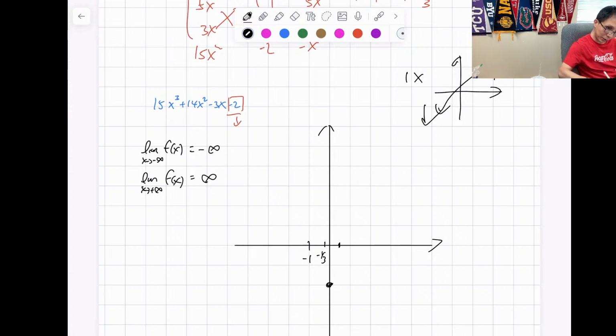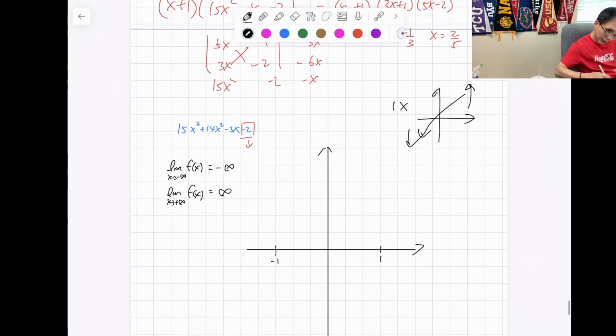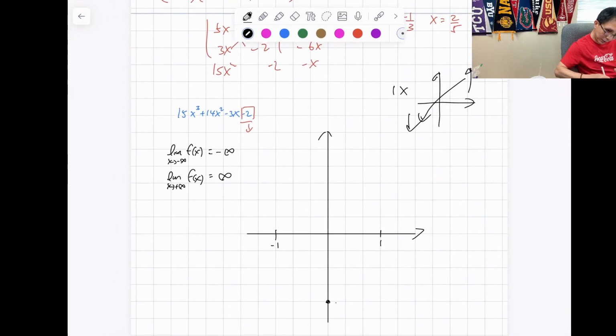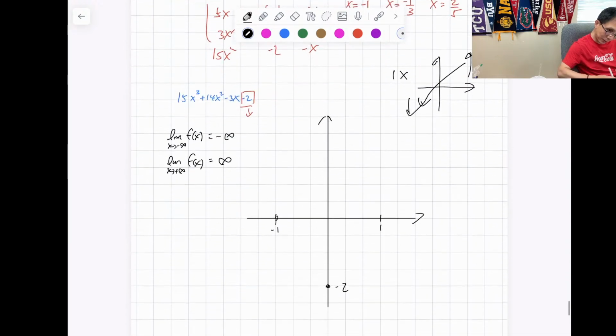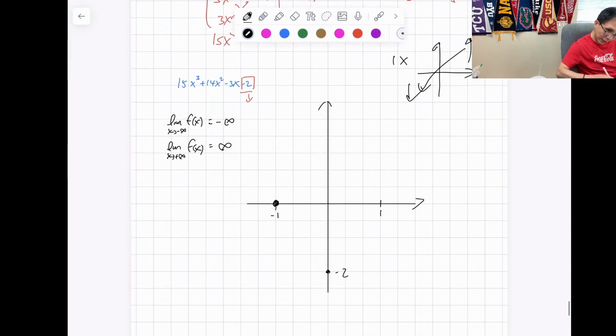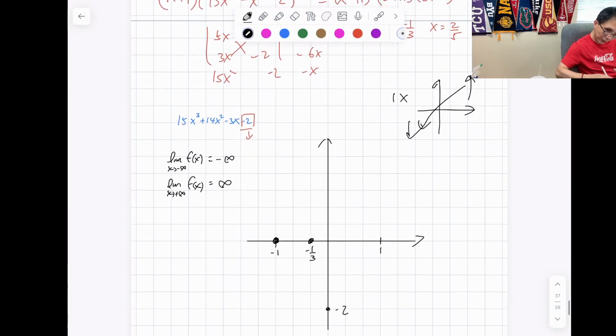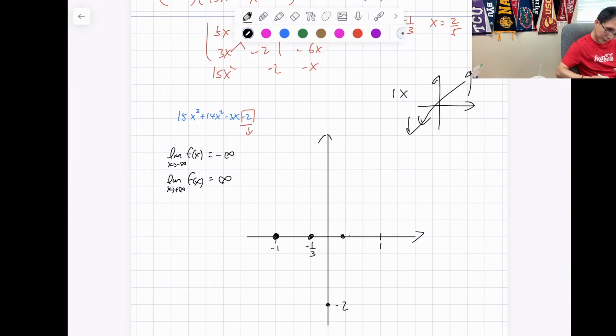Sorry, let me make it a little bit bigger. So let me change the scale a little bit. I'm going to say this is -1. This is a positive 1. Is that okay? And this is -2 right here. So we know that 0 happens at -1, which is the first point. -1/3 is right here, and 2/5 is about right here.